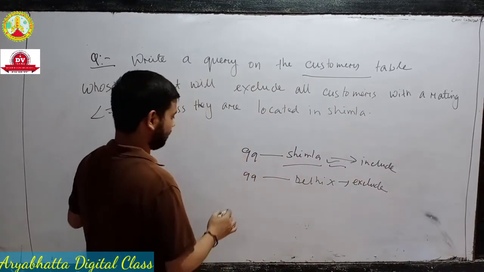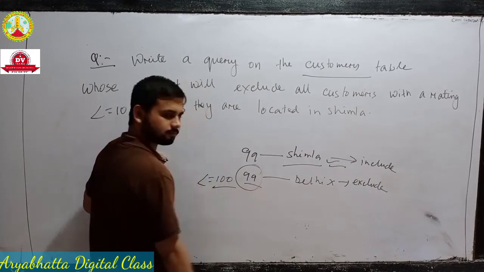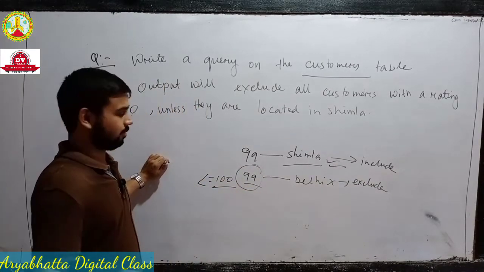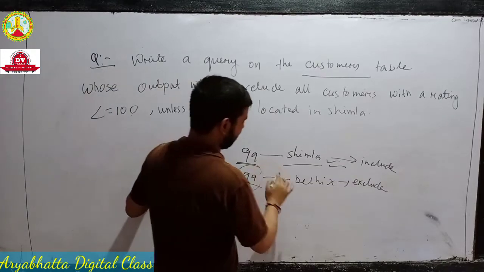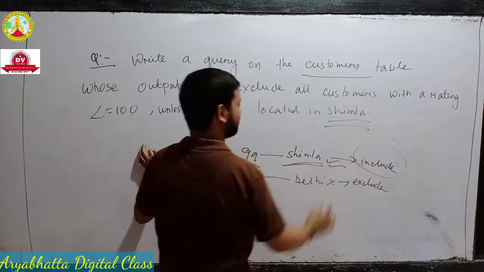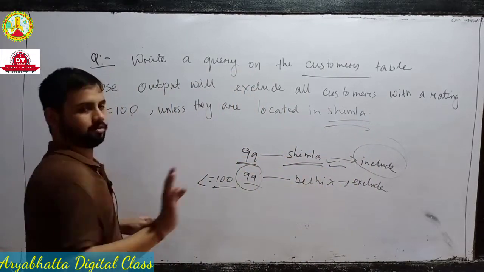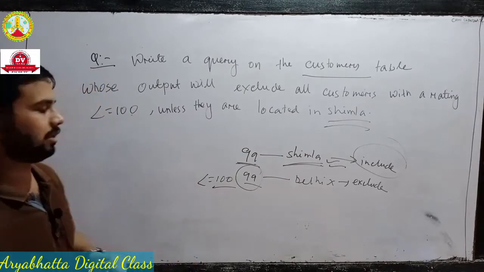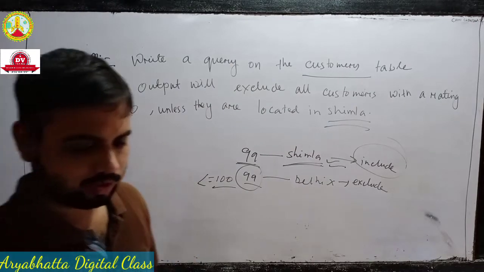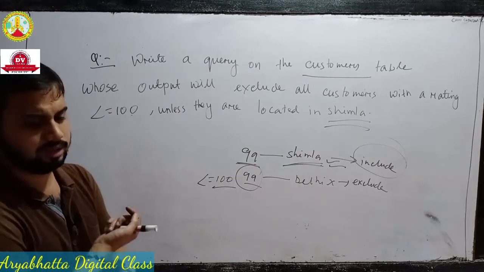Understood? Means what? If the condition is rating less than or equal to 100, the customer is excluded. But in that case, he has rating less than or equal to 100 but is located in Shimla, so he is included. Means for a Shimla location customer, if they are less than or equal to 100, they are allowed. If a customer's location is Shimla, he or she is allowed.